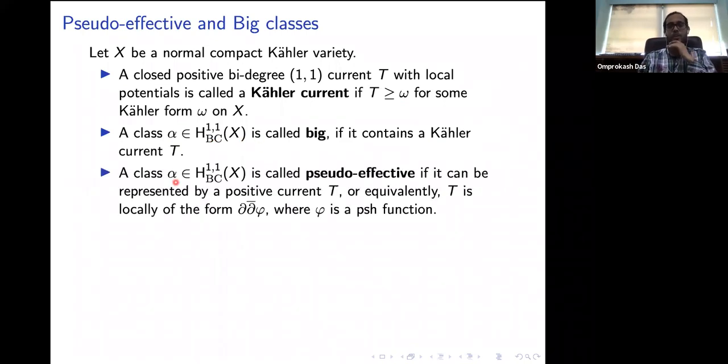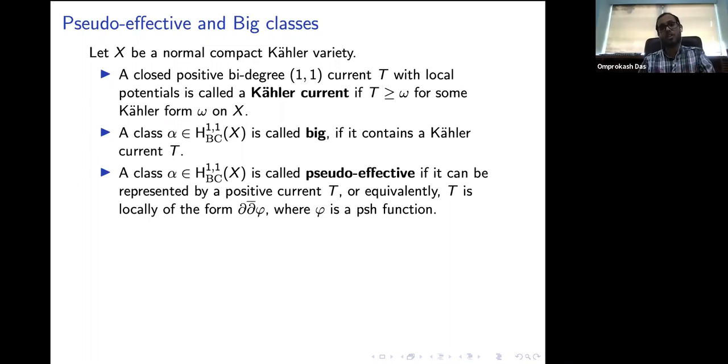And then finally pseudo-effective. Okay? So a class is called pseudo-effective if it can be represented by a positive current. Okay, so positive current means that locally it is of the form delta delta bar of some plurisubharmonic function. So positive current corresponds to pseudo-effective divisor. Okay, I should not say correspond, but that's how we should think about it. The positive current should correspond to the pseudo-effective divisors on projective varieties.